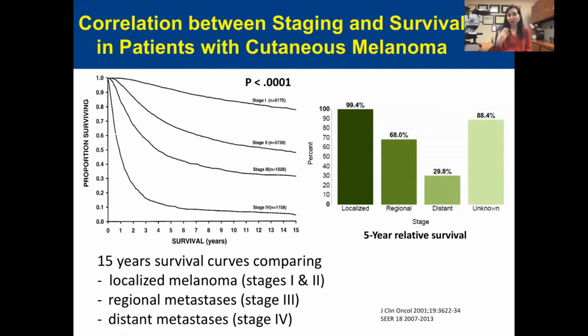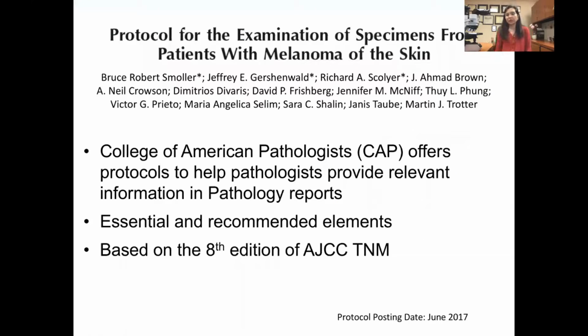So as a pathologist, it is very important to carefully examine all the histopathologic parameters that are relevant to clinical management and staging, which will guide the management of the patient, and to report them appropriately and accurately. For that purpose, the College of American Pathologists offers a protocol that gives pathologists the relevant information which should be included in the pathology report. There are two portions: essential elements that we have to report and recommended elements that we should report. Those are based on the 8th edition of the AJCC TNM staging system.